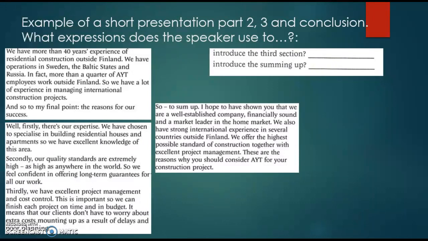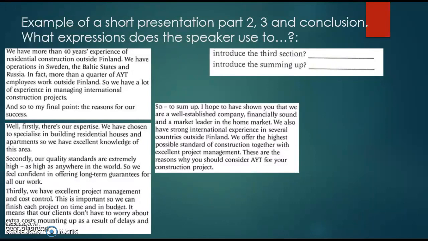Well, firstly, there's our expertise. We have chosen to specialize in building residential houses and apartments, so we have excellent knowledge of this area. Secondly, our quality standards are as high as anywhere in the world, so we feel confident in offering long-term guarantees for all our work. Thirdly, we have excellent project management and cost control. This is important so we can finish each project on time and in budget. It means that our clients don't have to worry about extra costs mounting up as a result of delays and poor planning.